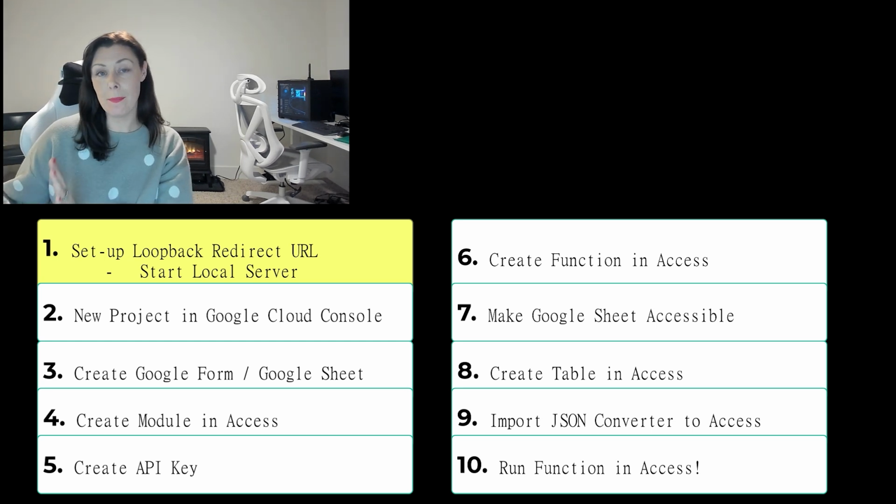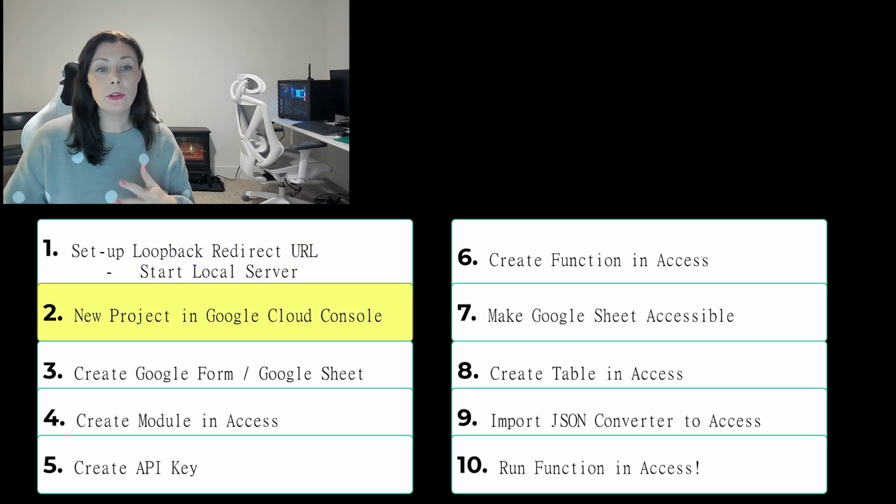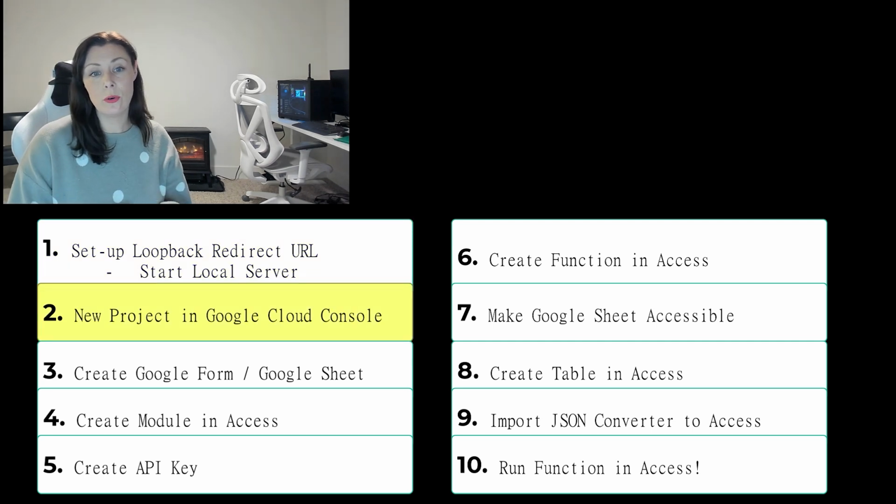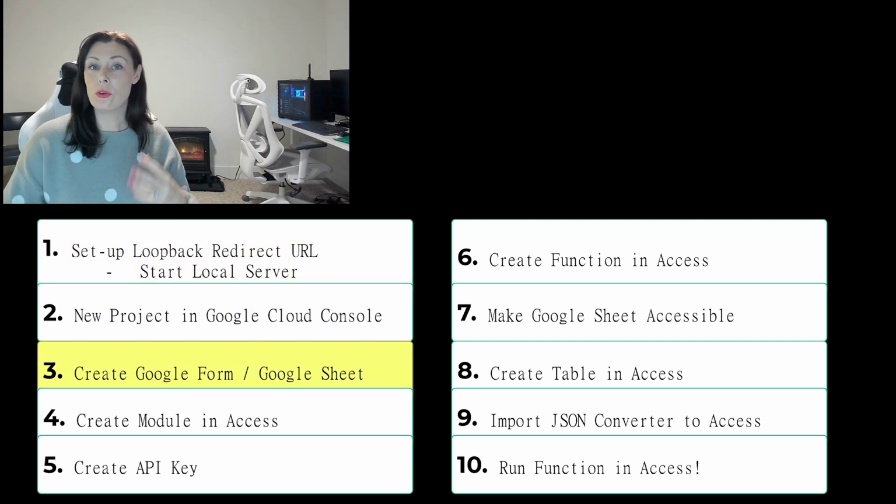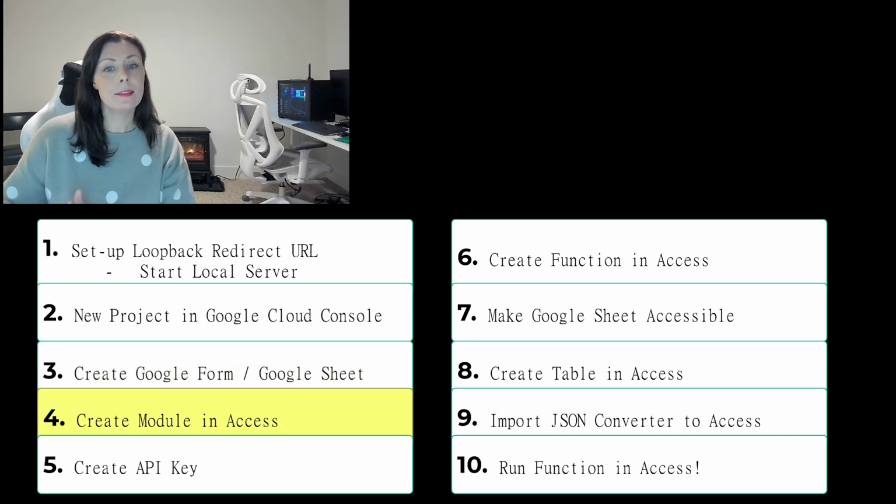So that's like running in the background. And then we're going to create a new project in Google Cloud Console. We'll create your Google form. Then we're going to move into Access and we'll put some code in there. We'll get the API key. We'll update your Access code with that API key. We'll create a function. We'll update the VBA with the sheet ID from the Google Sheet and Google Form.